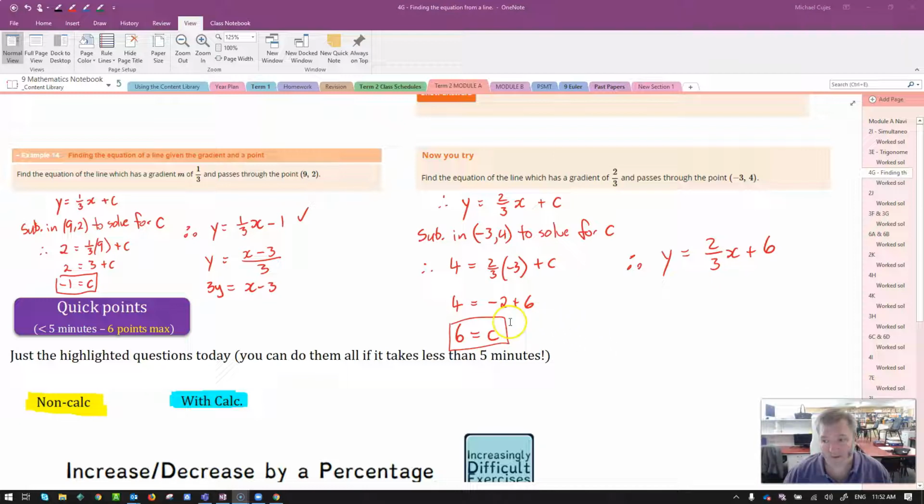We can always check to make sure we got it right. My gradient is indeed 2/3, and if I stick in -3 for x, I should get the answer 4. So that's 2/3 of -3 would be -2. Add 6, yep, that'll give me 4. Looks like we got it right.